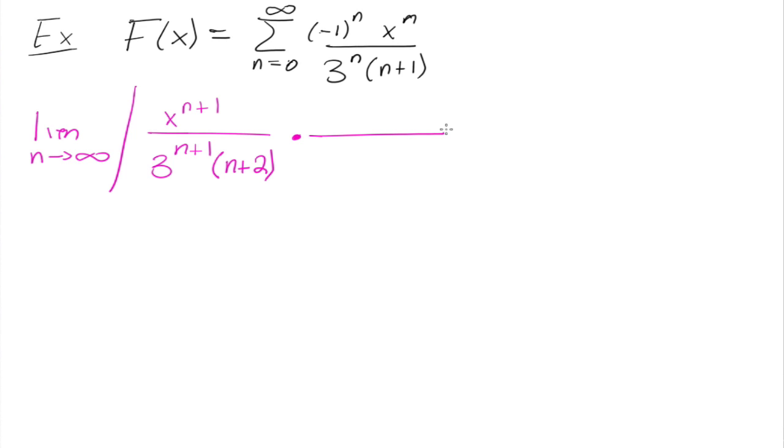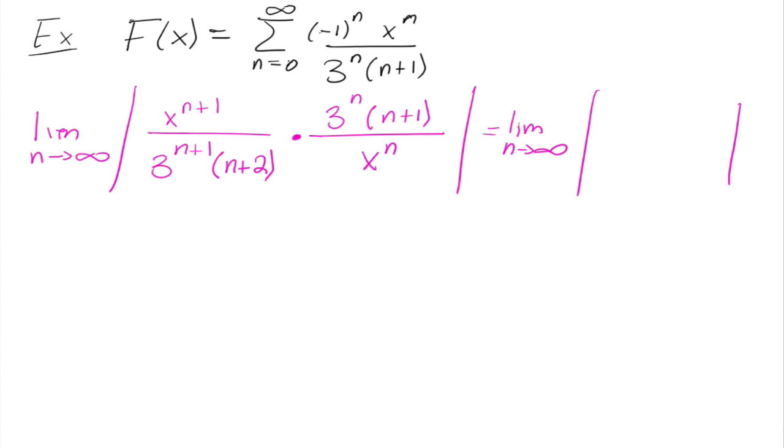Let's see. So times, what do we have? Times 3^n times (n plus 1). But do I need to put the -1? No. So then, what can I get rid of? Is that just x^n? Yeah, so this is just the ratio test, right? So I apply the ratio test to the series to find the x values for which it converges. You get rid of the 3^n as well. So yeah, I can get rid of those.